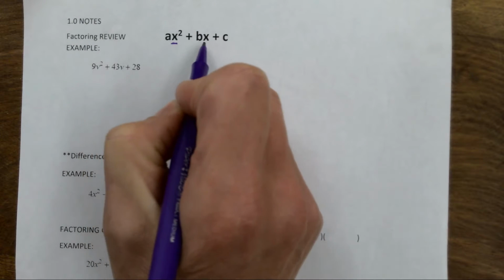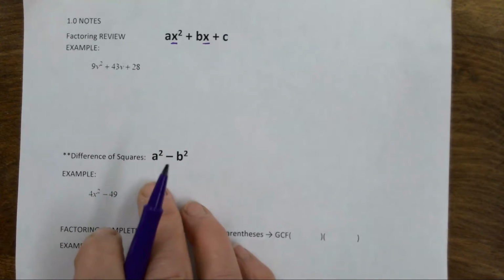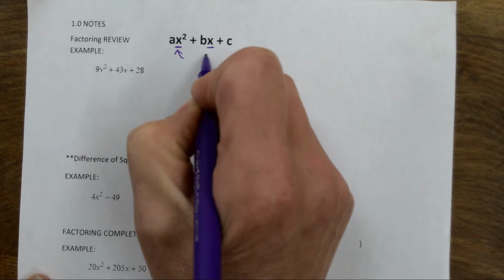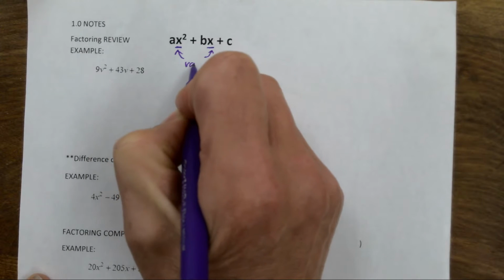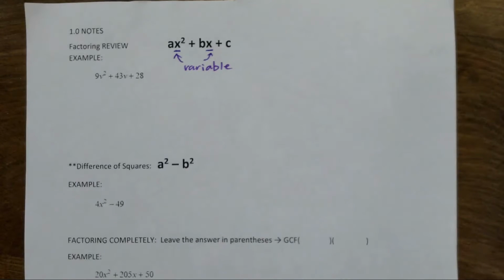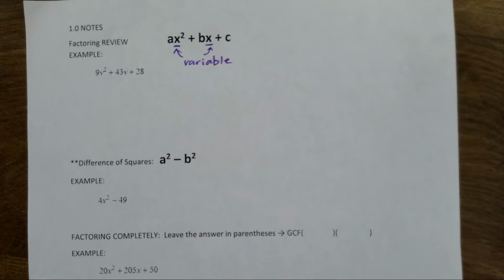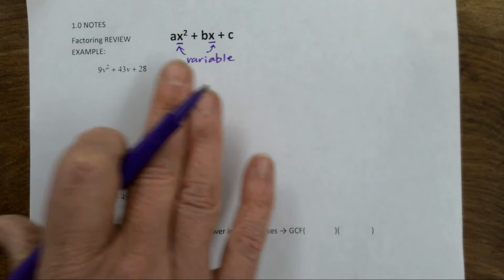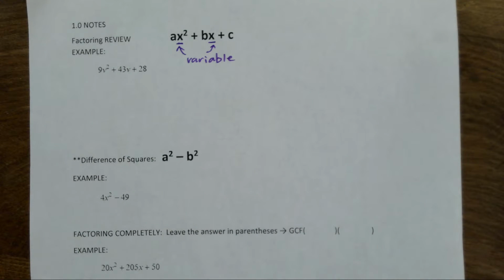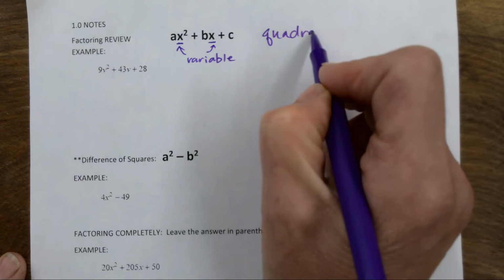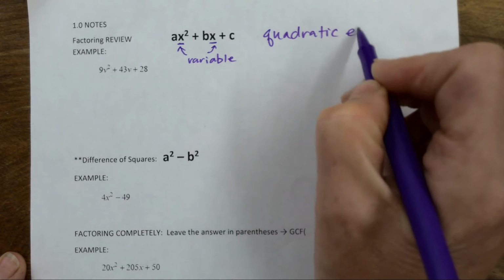The X is the actual variable in this problem. The A, the B, and the C are just kind of like the numbers that float in front of it, okay? So this is sort of the general form of what we call a quadratic expression. This is a quadratic expression.